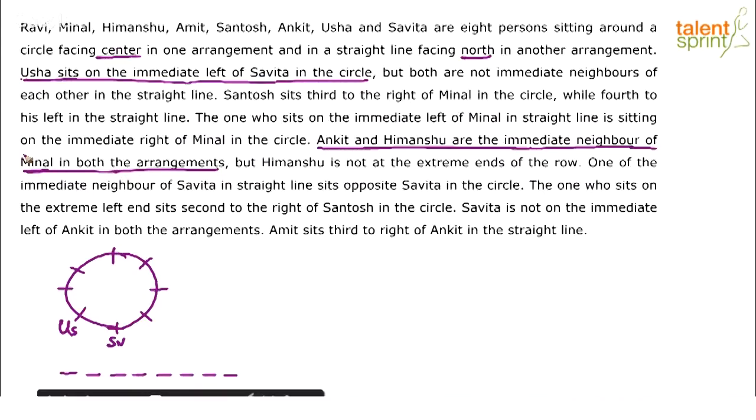So what does it mean? Minal will come between Ankit and Himanshu. Let's say this is Ankit and here is Himanshu. Again, their positions can be interchanged, because we don't know whether it is Himanshu, Minal, Ankit or Ankit, Minal, Himanshu. So that order can be changed, but in the straight line as well as in the circular arrangement, Ankit and Himanshu are the immediate neighbors. So Minal has to sit between Ankit and Himanshu.